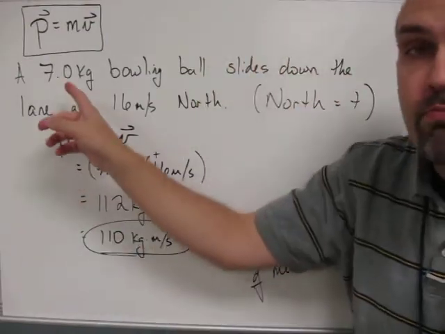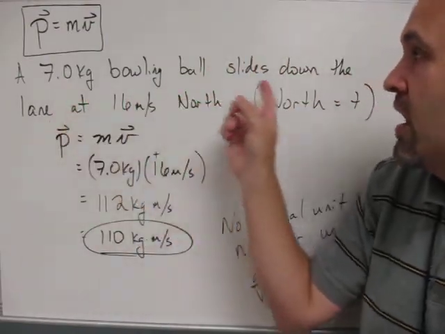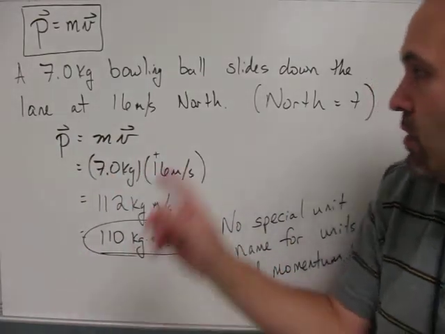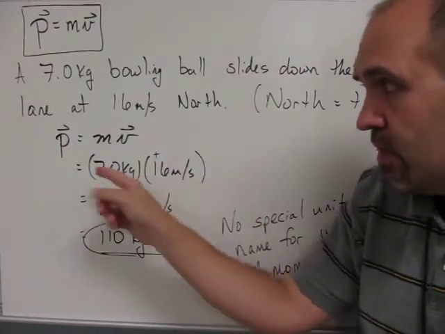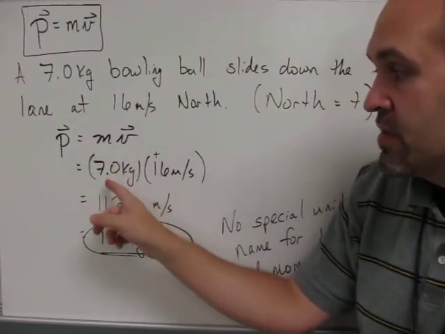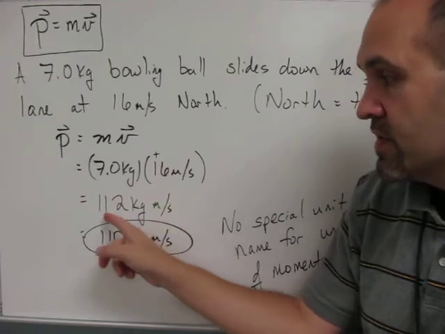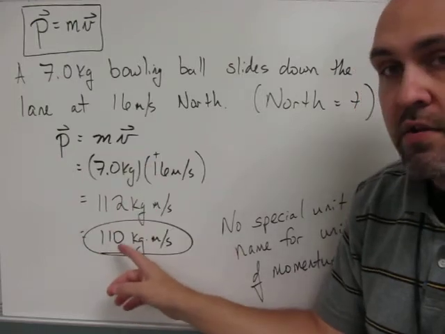If we have a bowling ball, 7-kilogram bowling ball, and it slides down the lane at, say, 16 meters per second north, we'll let north be positive. And the momentum of that bowling ball is just its mass times its velocity. So 7 times 16, which gives us 112. We might round that off to 110.